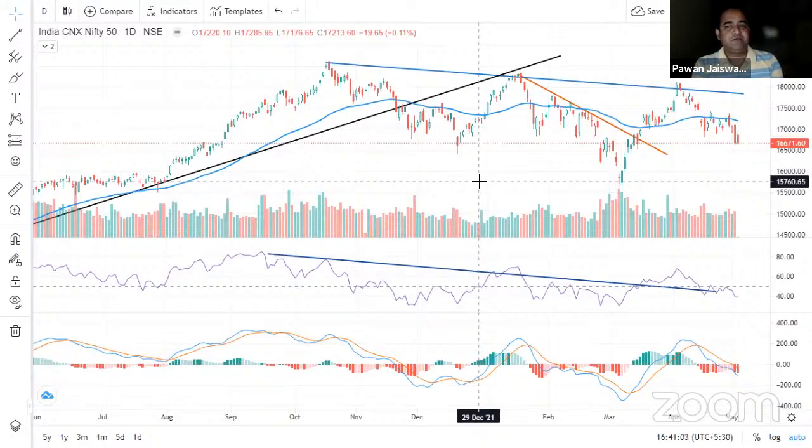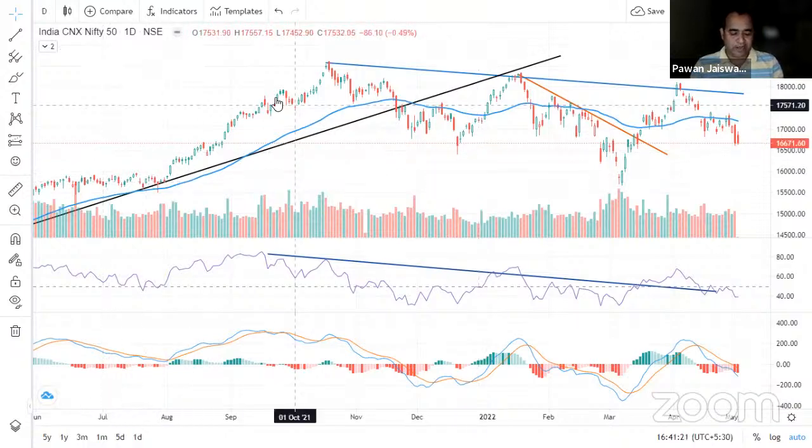Once it crosses 17,400, then whatever I have said, I would consider all my statements null and void, and then I will start thinking once again in that way. So just keep all these levels that I have discussed with you about Nifty in mind.